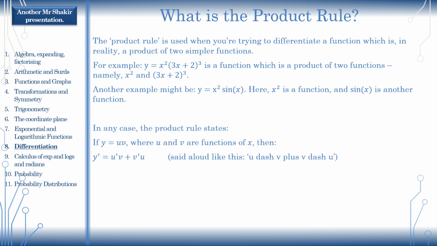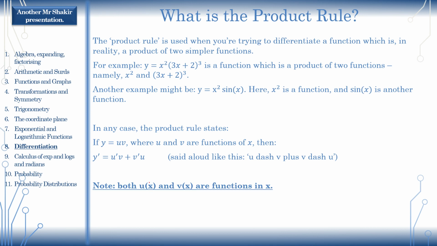And that's it. So that's the product rule. If y is equal to uv, then y dash is equal to u dash v plus v dash u. And you're done. So what that means is you would differentiate u and multiply it by v. Then you add the derivative of v and multiply by u. Okay? Now, let's have a look at an example. I think it'll be a lot clearer.